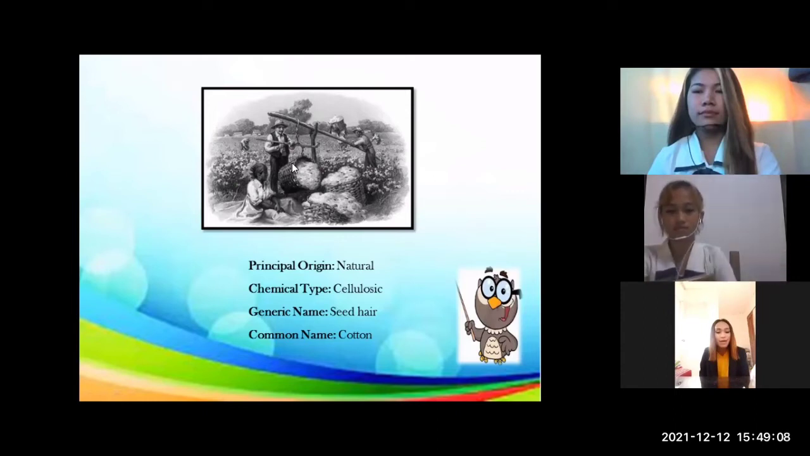Linters are fibers considerably shorter than the seed hair and more closely connected to the seed. They come from a second growth beginning about 10 days after the first seed hairs began to develop. Next is the common name, which is cotton. Cotton is the soft, fluffy staple fiber that grows in a boll or protective case around the seeds of the cotton plants of the genus Gossypium and the family Malvaceae.